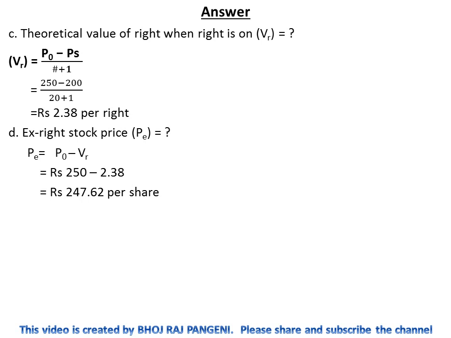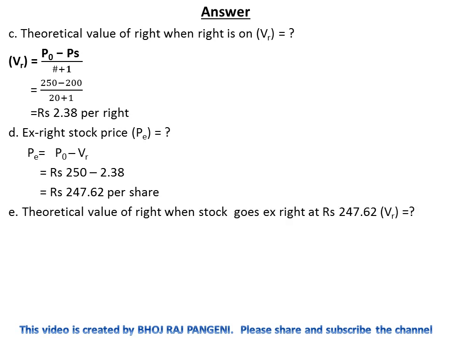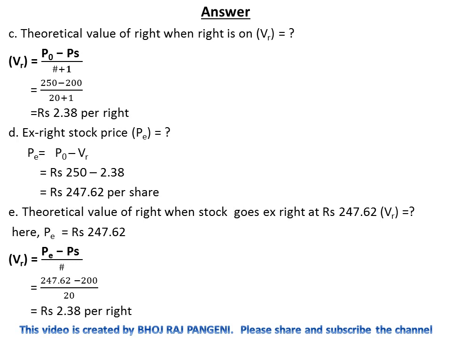Now part E, theoretical value of right when the stock goes ex-right at 247.62. PE equals 247.62 per share, and VR equals (PE minus PS) divided by N. Putting in the values of PE, PS and N, we get rupees 2.38 per right.